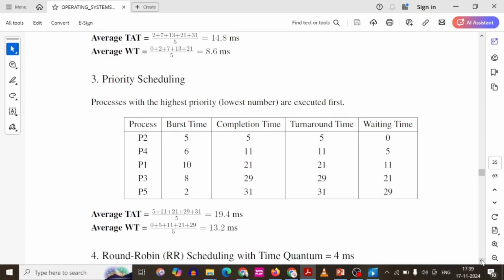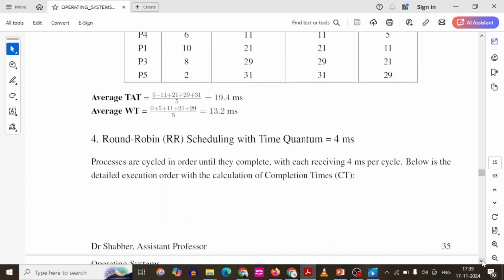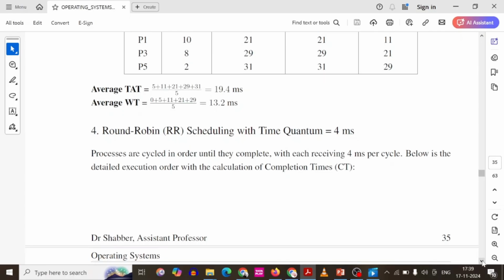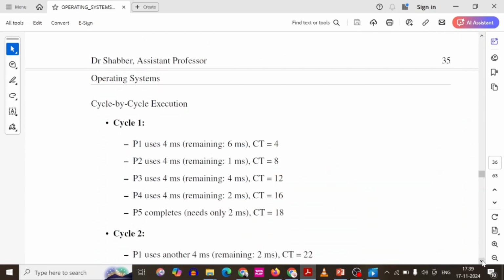Then next we have the fourth one, which is called round robin scheduling. The processes are cycled in order until they complete, with each receiving 4 milliseconds. The time slice we can consider as anything, so here we consider 4 milliseconds. Below we have computed how it works. Here it is a continuous cycle till the process ends.